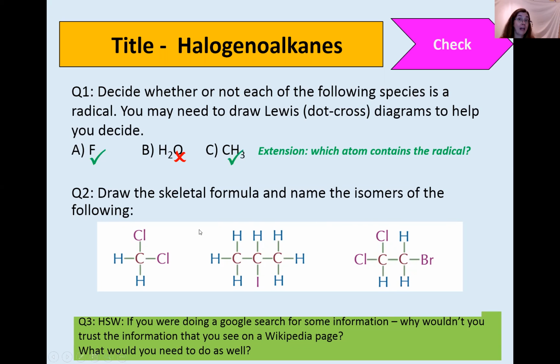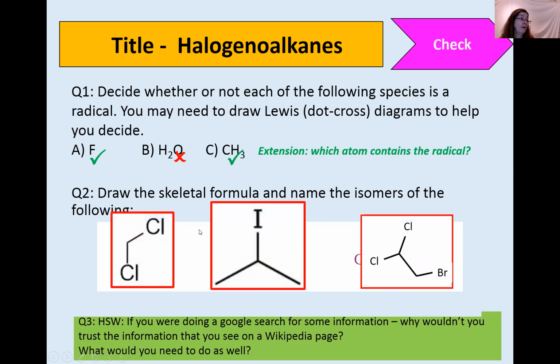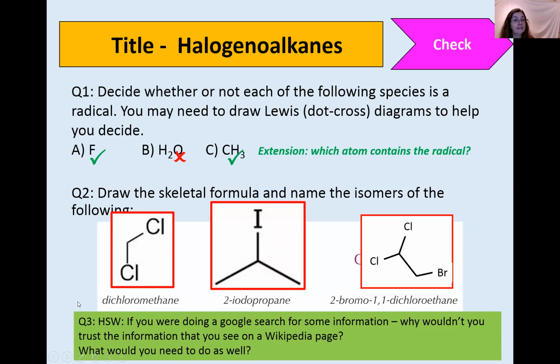Okay, so draw the skeletal formula of the following. That's basically the line drawings, and this is what they look like. So you've got dichloromethane, 2-iodopropane, and then dichlorobromoethane. And then the How Science Works question. Oh, sorry, they're the answers. And then the How Science Works question.